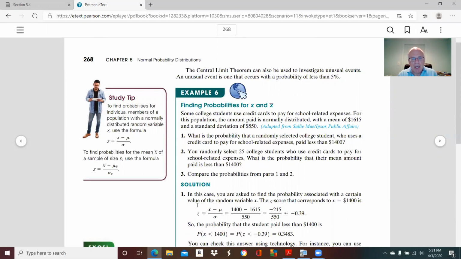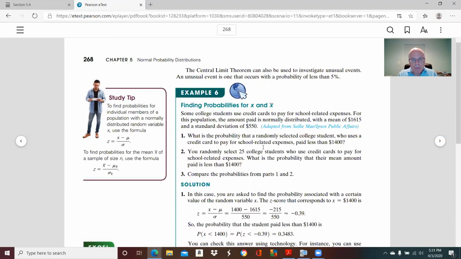Let's look at this problem, and then we'll see how they set up the problem, and that's all we'll do for now. And you can actually work this out yourself with your TI-83, 84 calculator. It says here, some college students use credit cards to pay for school-related expenses. For this population, the amount paid is normally distributed. All right, good. So we'll assume the sampling distribution is normally distributed. The mean of the population is 1615, and the standard deviation is 550.